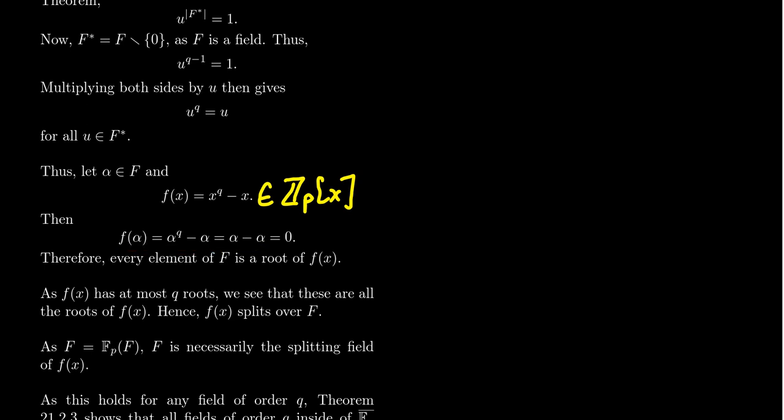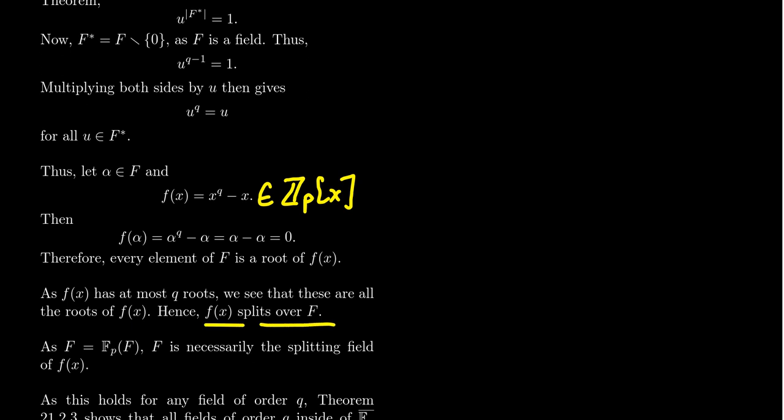So alpha is a root of the polynomial f. And as alpha was an arbitrary element of the field, this shows us that literally every element of the field is a root of this polynomial f. Now, as f of x has at most q roots, because it's degree q, we see that these are all of the roots of f of x. There can't be any other ones, because we've already accounted for q distinct roots, and there's at most q. So we see that the field contains every root of little f.